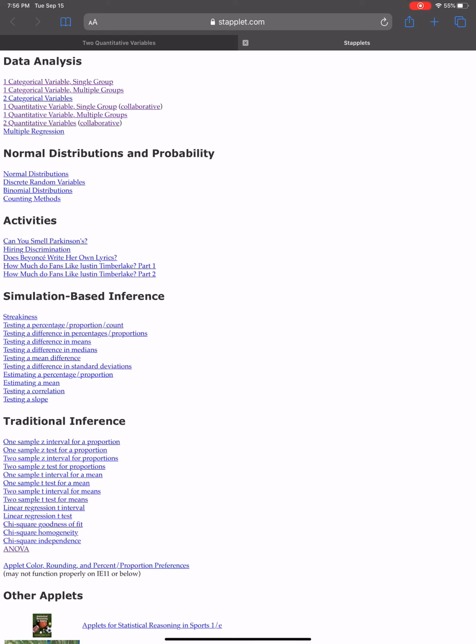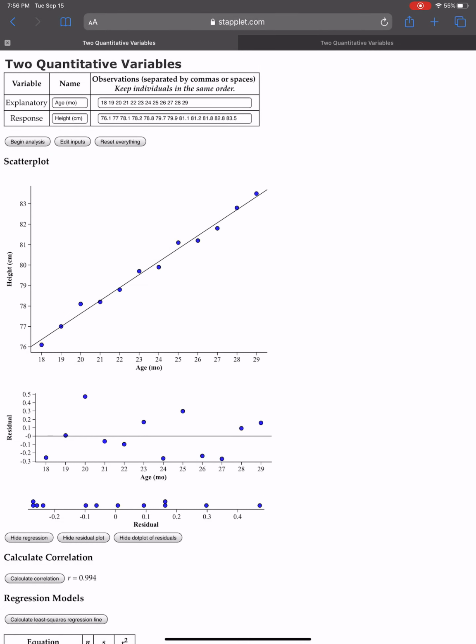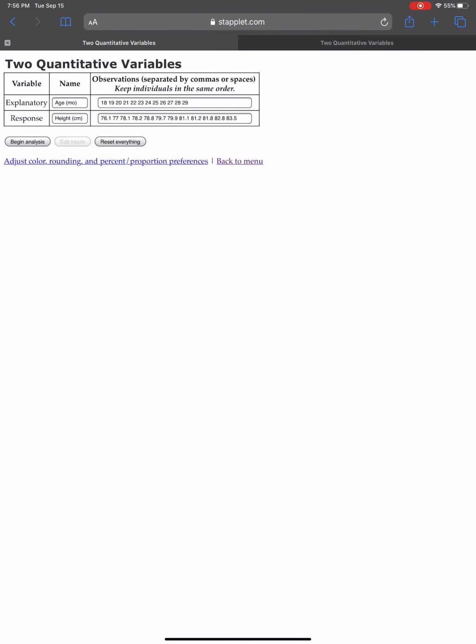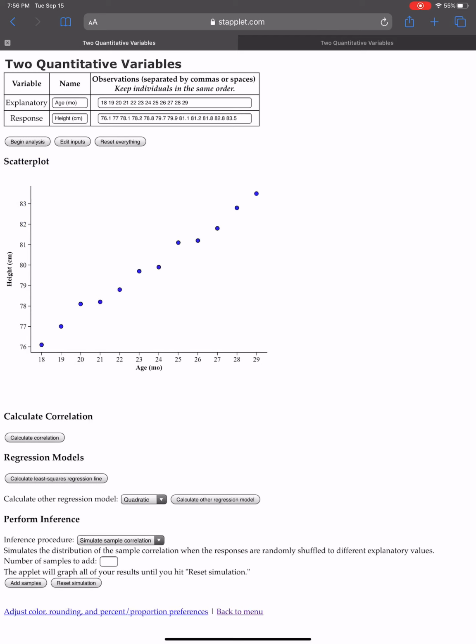When you go to Stapplet, you are going to choose two quantitative variables because we are looking at an X and a Y. And then, of course, I'm going to type in my data. Now, I don't want to spend time typing in data on a video, so I've already got mine put in here. And this is what this would look like in Stapplet. And then of course, when I begin analysis, I get my scatter plot.